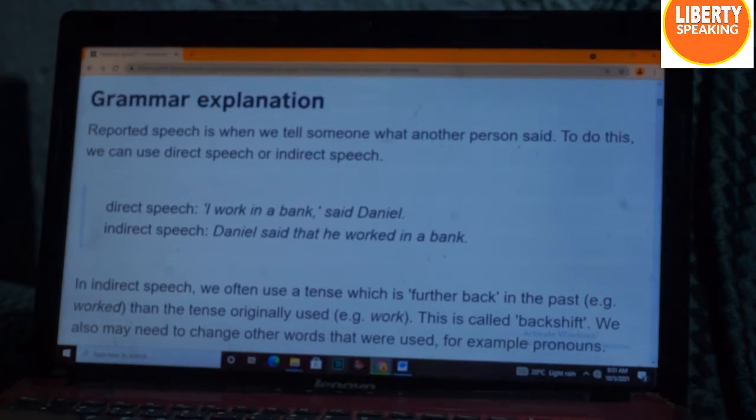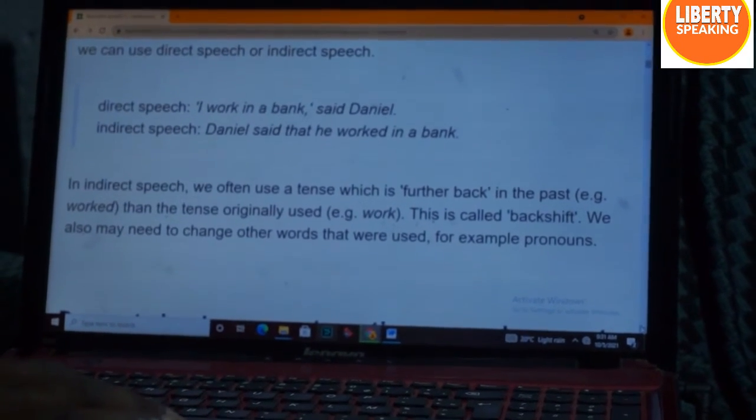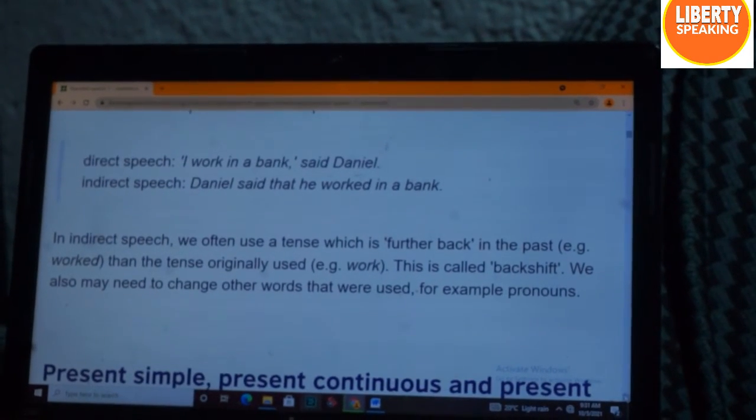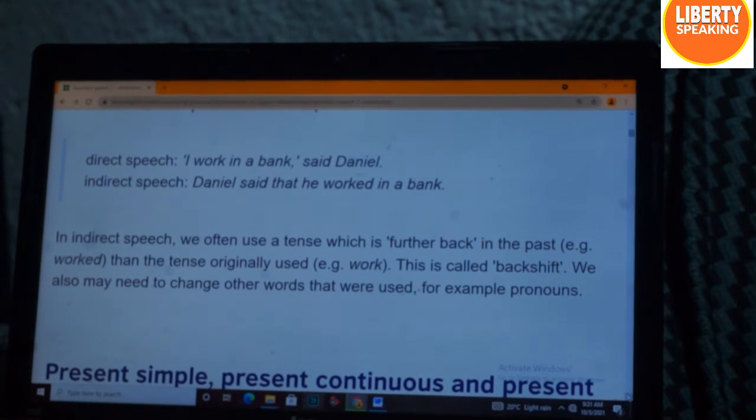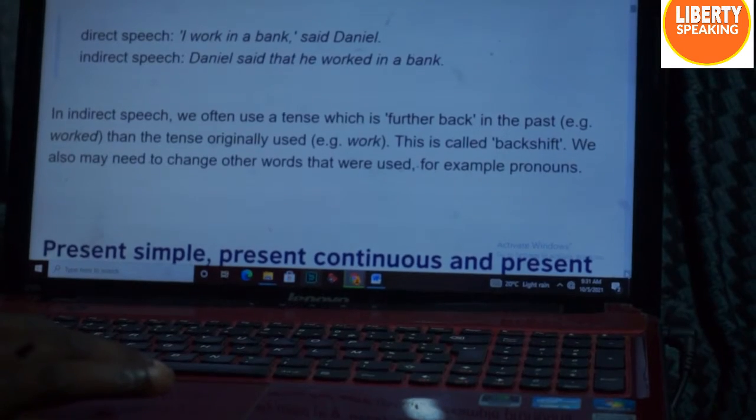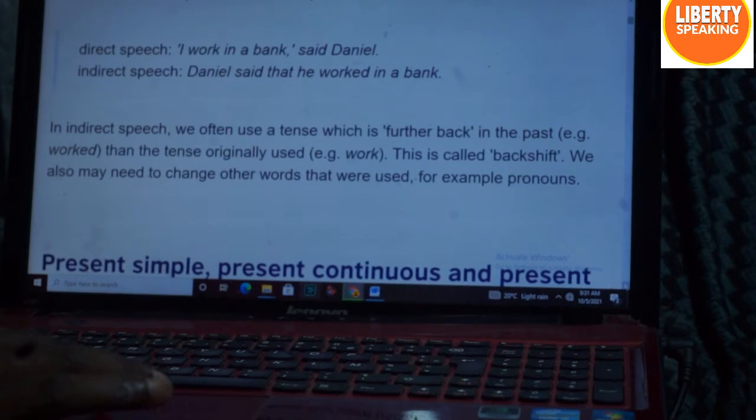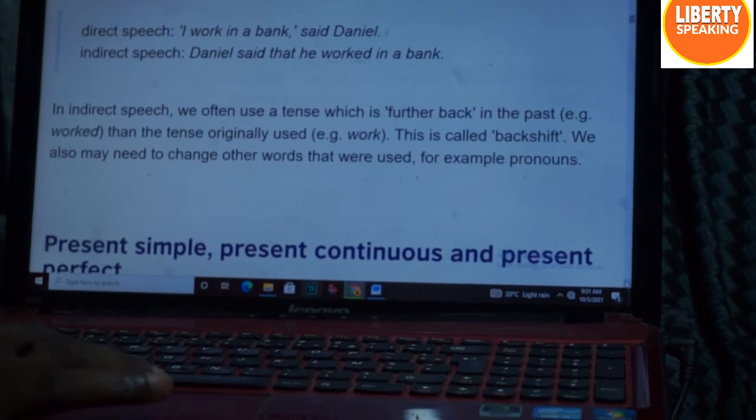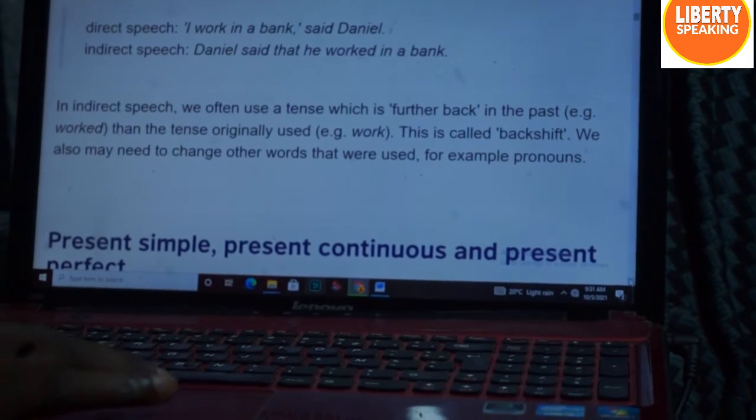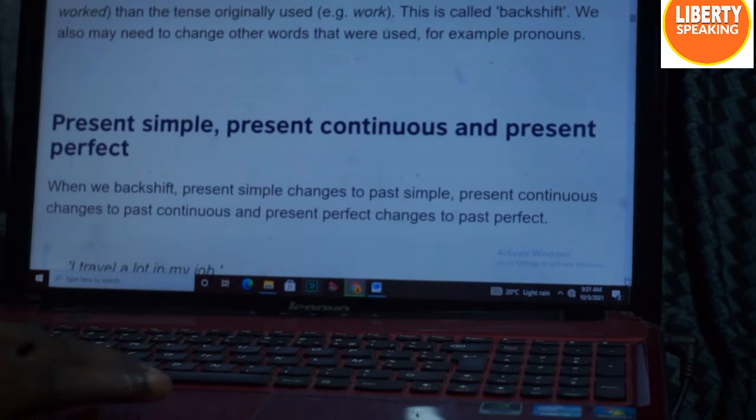Direct speech: I work in a bank, said Daniel. Indirect speech: Daniel said that he worked in a bank. In indirect speech, we often use a tense which is further back in the past than the tense originally used. Example, worked than work. This is called backshift. We also may need to change other words that were used, for example, pronouns. Let's go to the next lesson.